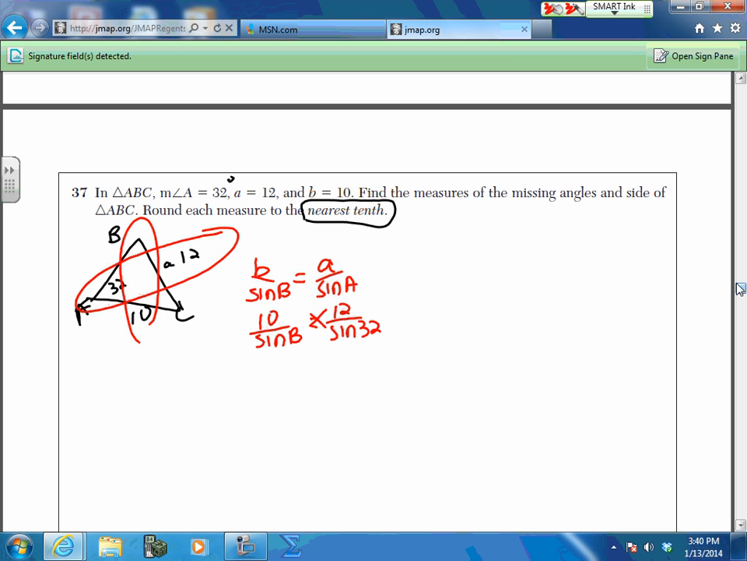When you cross multiply these, remember you are finding the sine of B. Once you find the sine of B, put it in your calculator, second sine, and then you'll find the angle B. And they want it to the nearest tenth.